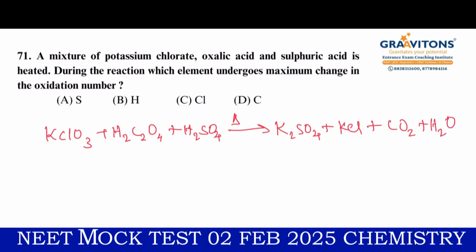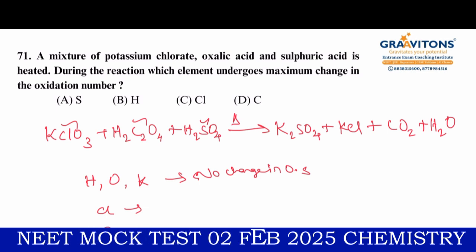So from this we know that hydrogen, oxygen and potassium are not going to change their oxidation state. So no change in oxidation state. Whereas if you take chlorine, there is a change of oxidation state, and carbon, there is a change of oxidation state. And in case of sulfur also we can check here. So if you take chlorine, what can be the oxidation state of chlorine here? It is plus 5. And what about here? Minus 1. So change from plus 5 to minus 1.